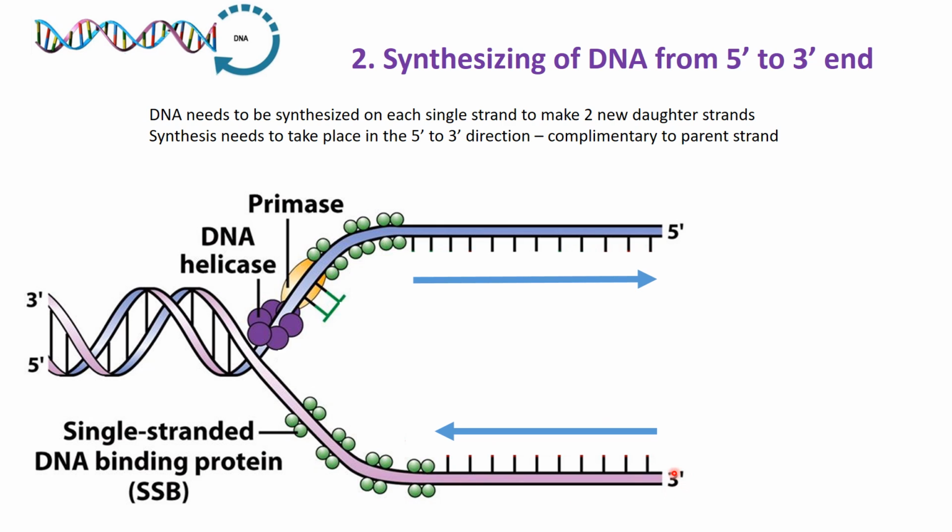So it looks something like this. If this is the 3' end, it means that this end would be 5' of the new strand, and it can go from 5' to 3'. And on this strand, it will go in this direction, right? 5' to 3'.